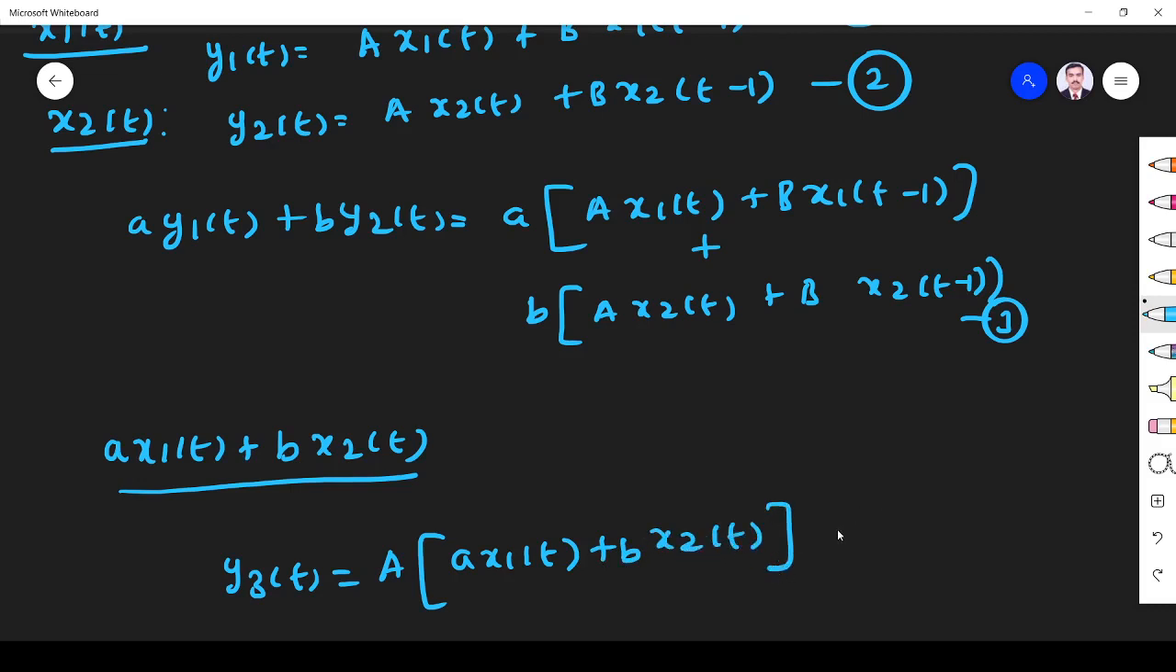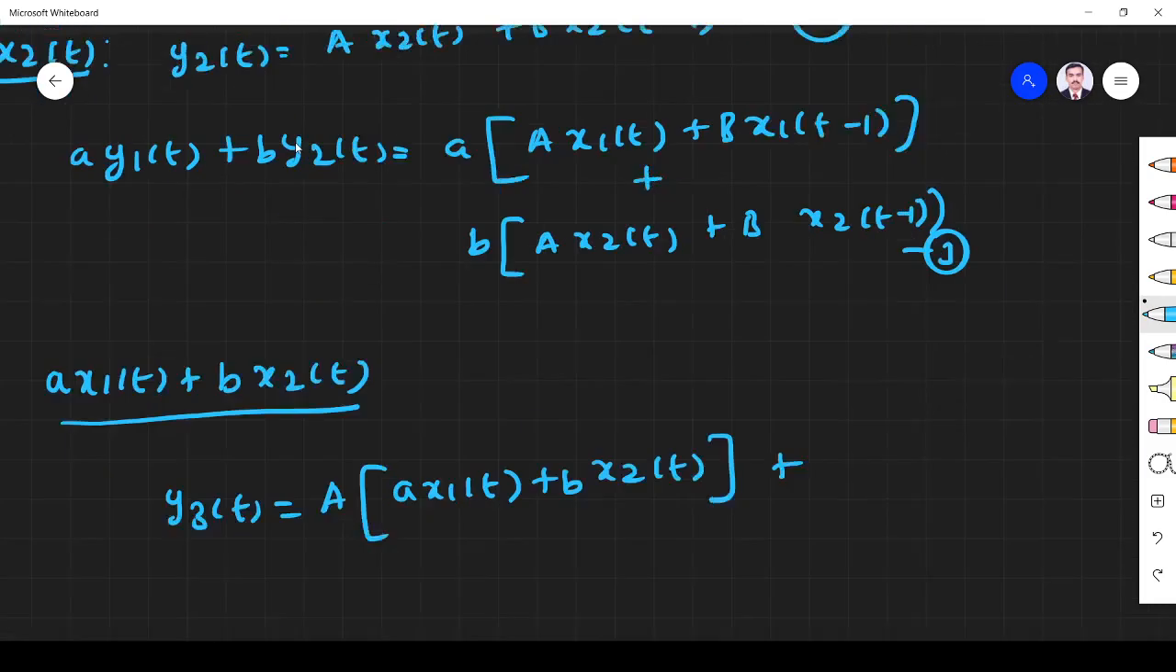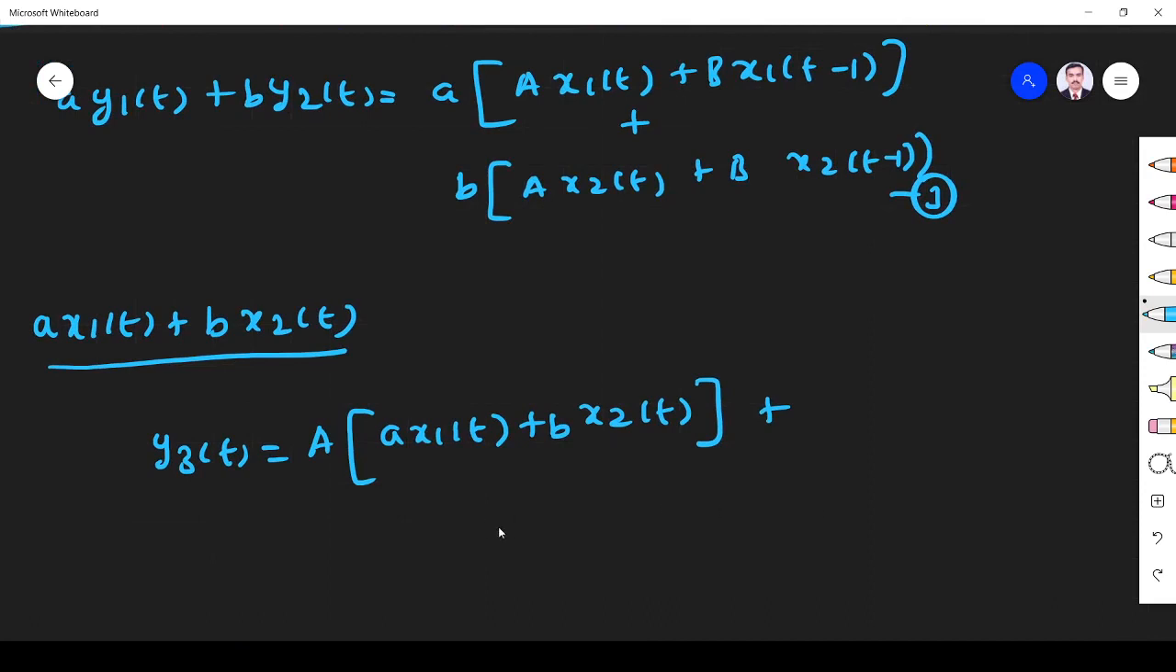Right? Next, what I have to do? Next, I have b into x of t minus 1. So plus b into x of t minus 1. So instead of x of t minus 1, I substitute a into x1 of t minus 1 plus b into x2 of t minus 1. Right? Now I check whether 3 is equal to 4 or not.